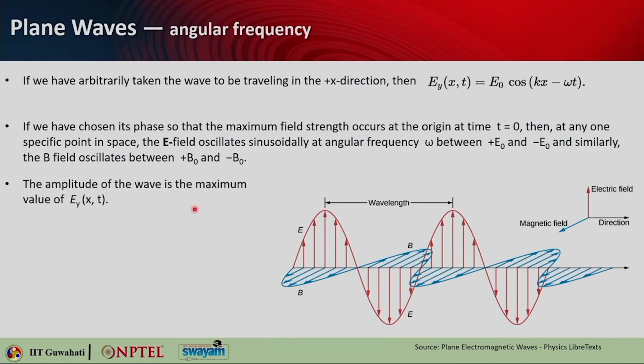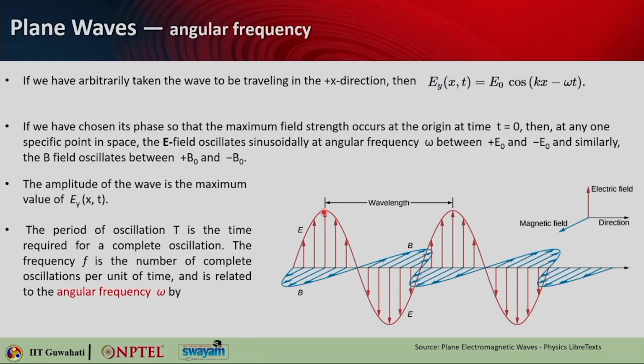So the amplitude of the wave is the maximum value of Ey(x,t). We write this electric field as Ey because y is the direction of the electric field vector, and (x,t) because the wave propagates along x, and t is the time dependence. So the amplitude E0 is the maximum amplitude of this particular field. We can also define the period of oscillation, denoted by capital T, which is the time taken for a complete oscillation from here to here.